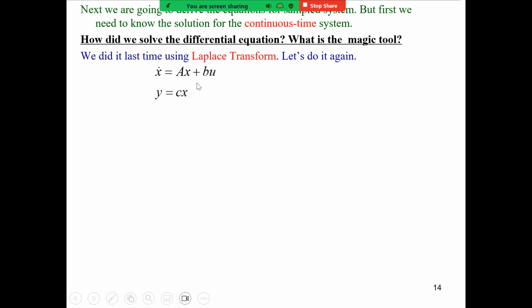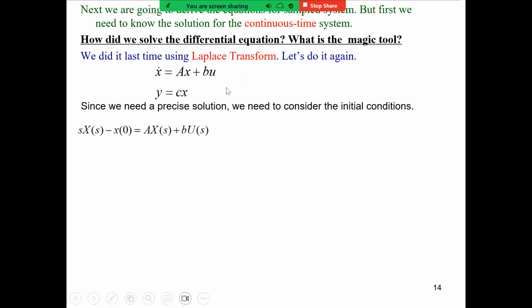So now here, of course, we know x is a vector, right? Y, in this course we only consider one input, one output. So therefore, y output is just one signal, a scalar. Okay, so A is a matrix, B is a vector, C is also a vector. We need a precise solution, right? Therefore, we need to consider the initial condition.